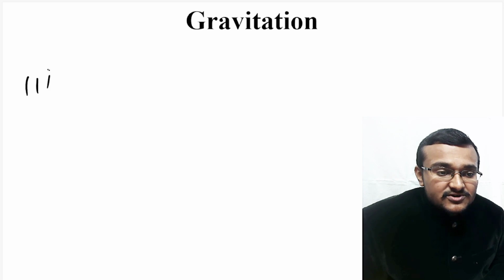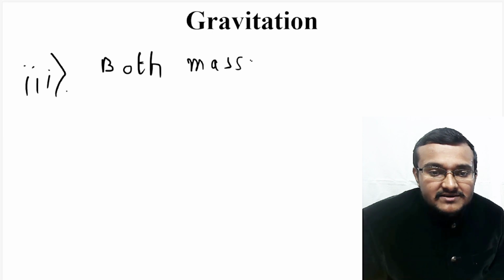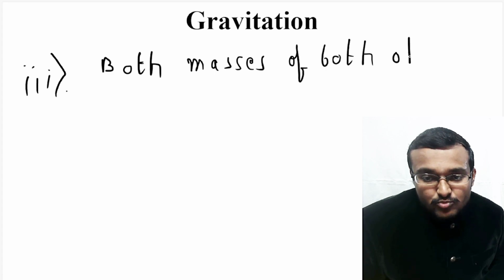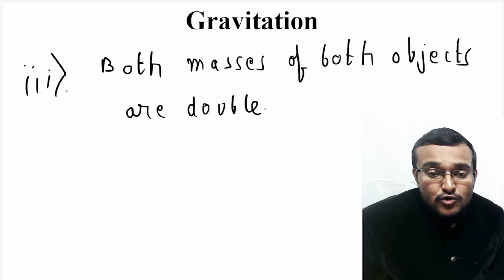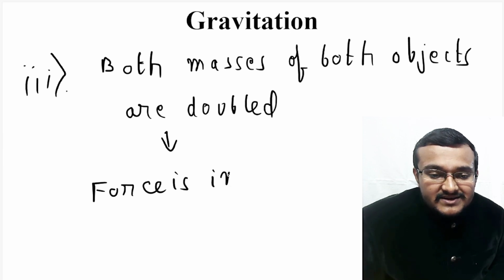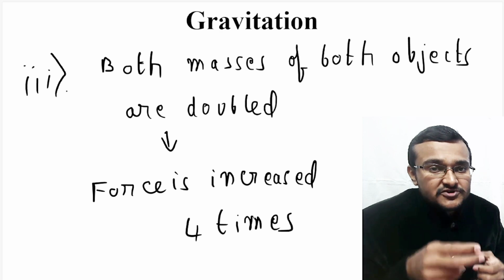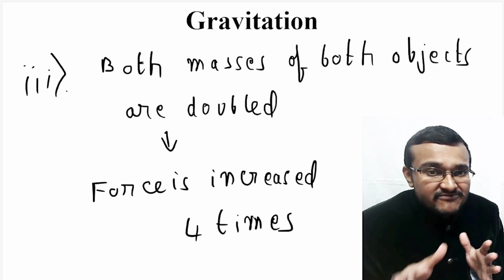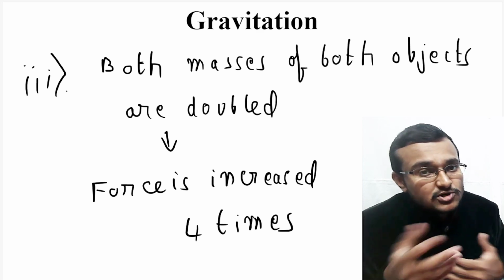So that means in the third question, if the masses of both objects are doubled, then the force is increased by 4 times. By writing the mathematical equation for the universal law of gravitation, considering old force and new force, you can get an idea how force will be affected when the mass of the objects is increased or decreased, and whenever the distance between the objects is increased or decreased.